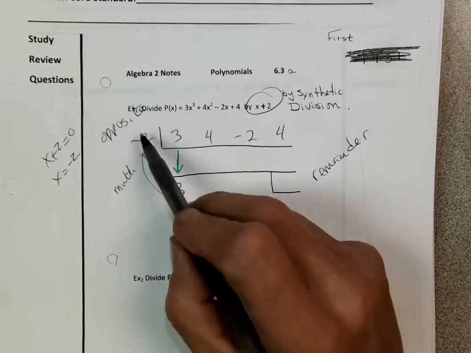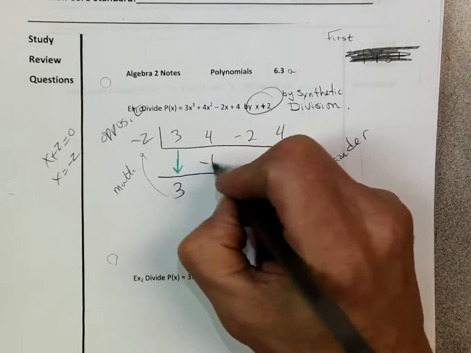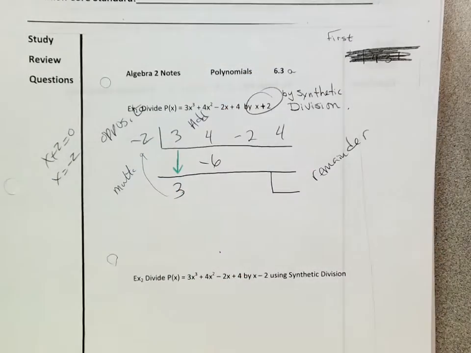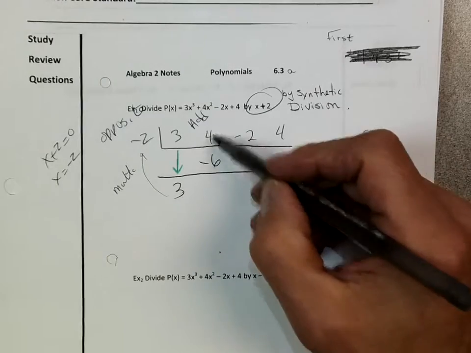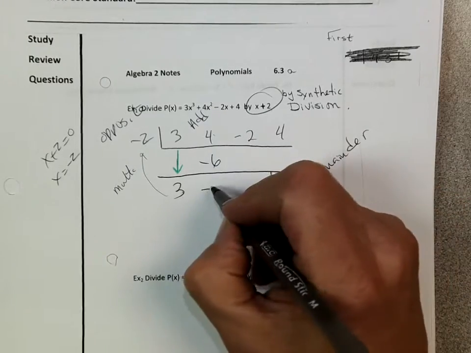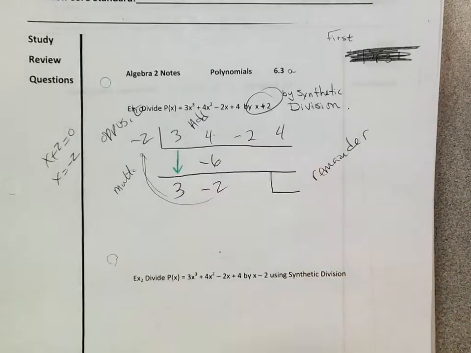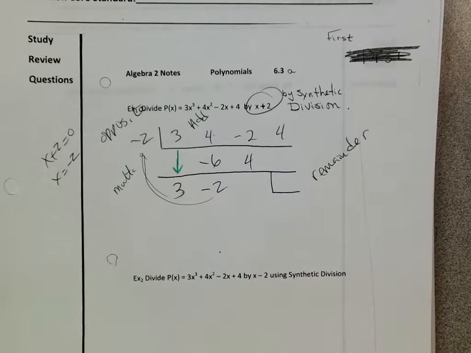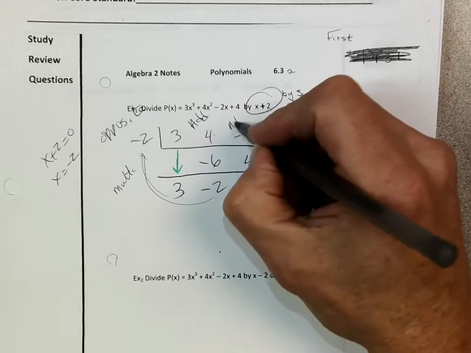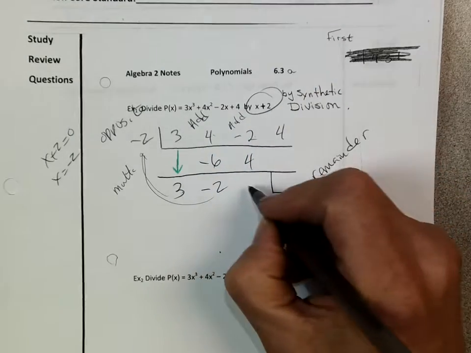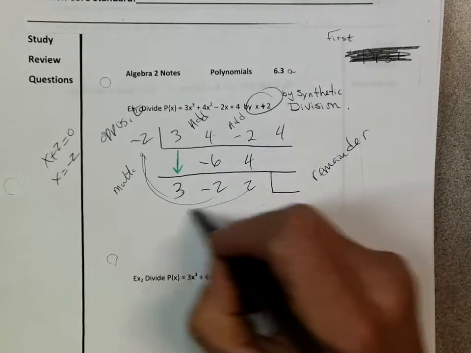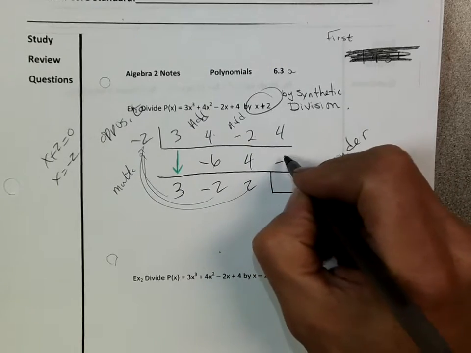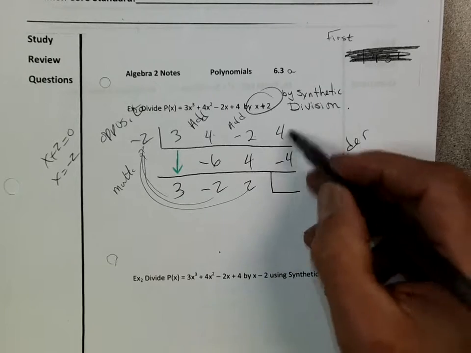Now you're going to multiply. 3 times -2 is -6. I'm going to add, not subtract. I'm going to add, okay? 4 plus -6 is -2. Then I'm going to multiply. -2 times -2 is a positive 4. Then I'm going to add. -2 plus 4 is 2. I'm going to multiply, and I'm going to end up with a -4. And I get a remainder of 0.